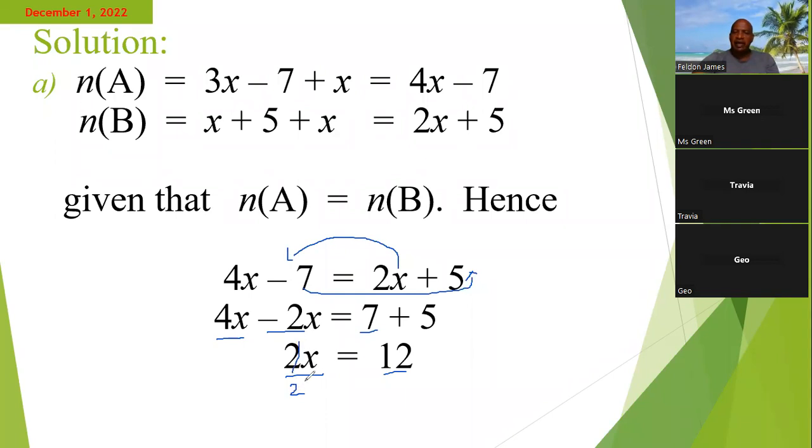So if we divide this side by 2, we also need to divide this side by 2. And 2 into itself goes 1, 2 into 12 goes 6. And so we get x is equal to 6. That's how we get the value for x. All right.